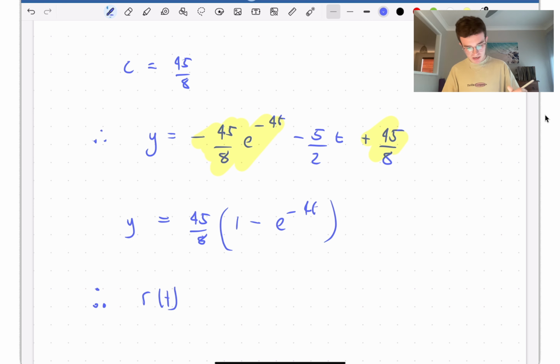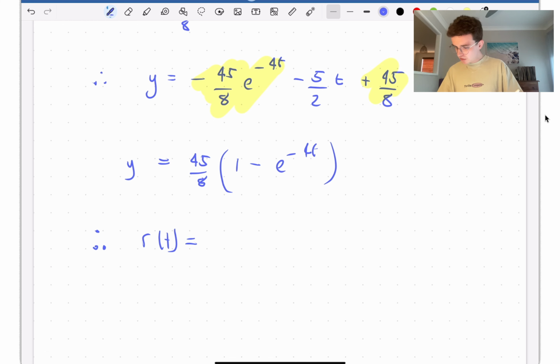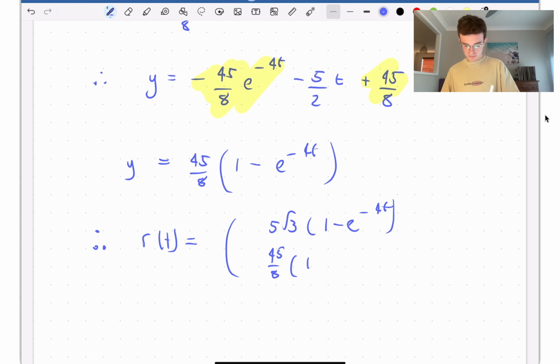r of t, which is our displacement vector, is equal to 5 root 3, 1 minus e to the minus 4t, and then 45 on 8. Bam.